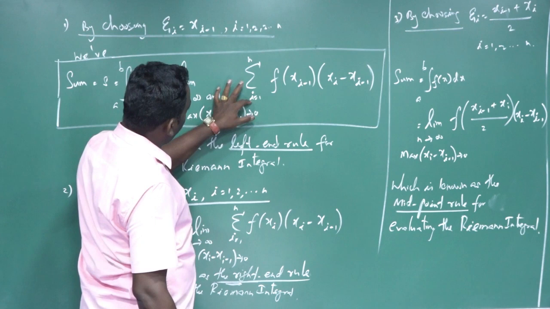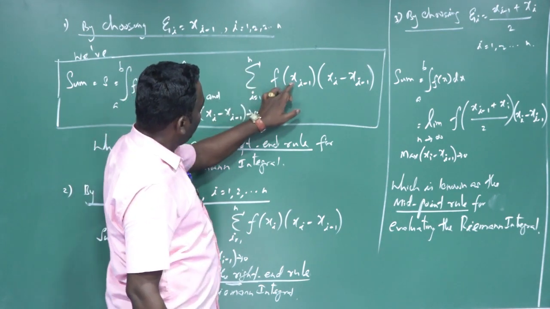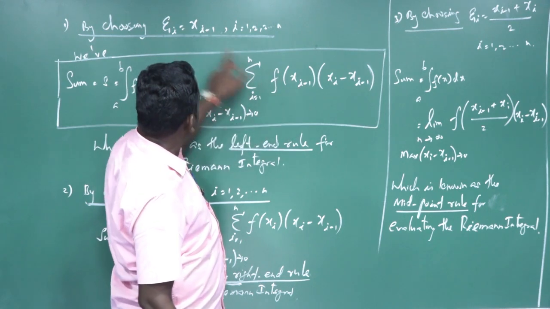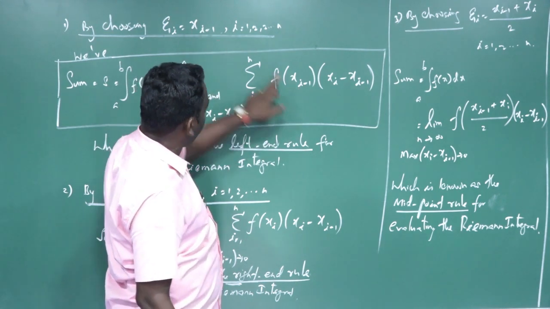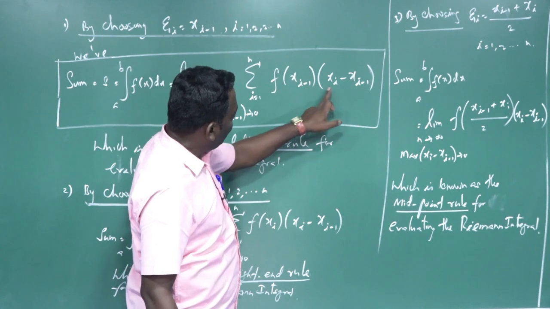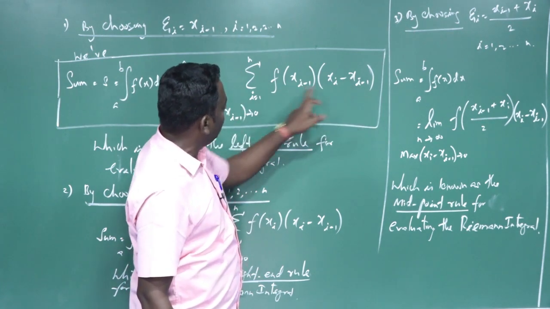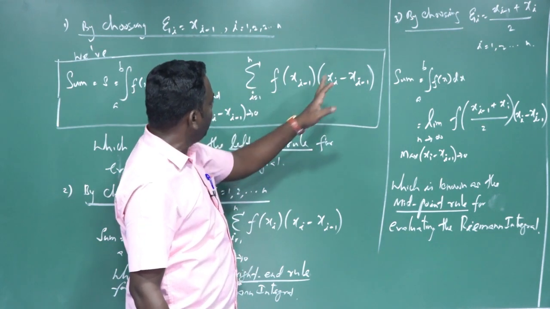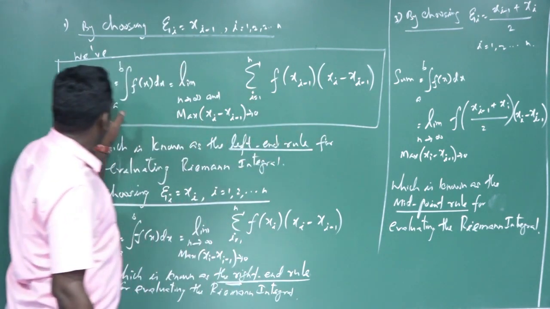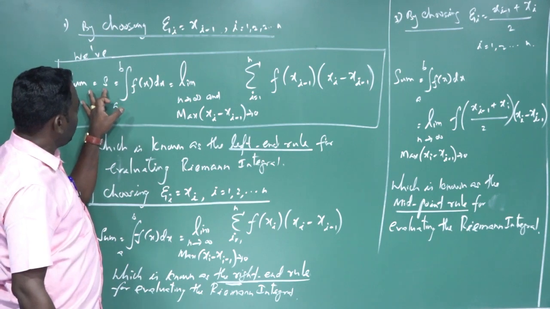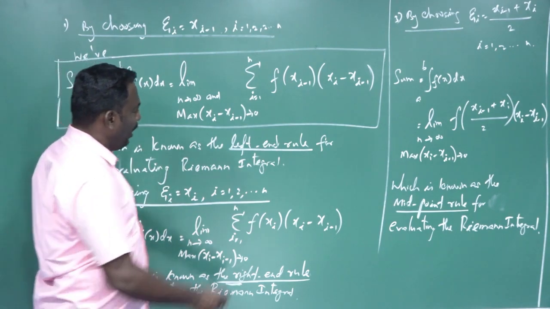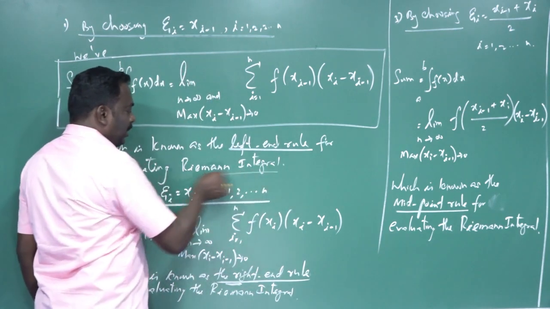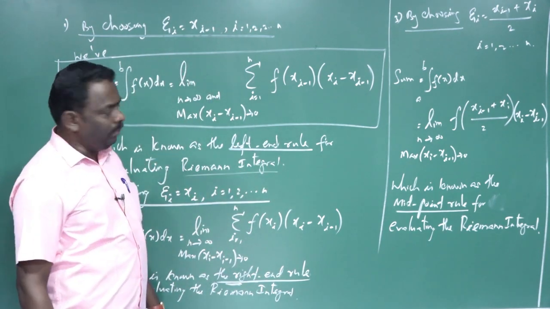the summation i takes values 1 to n of f of xi minus 1, where epsilon i is defined as xi minus 1, into xi minus xi-1. We take the function value at xi minus 1 and sum it, and that summation gives the sum S. This summation is defined by the left end rule for evaluating a Riemann integral.